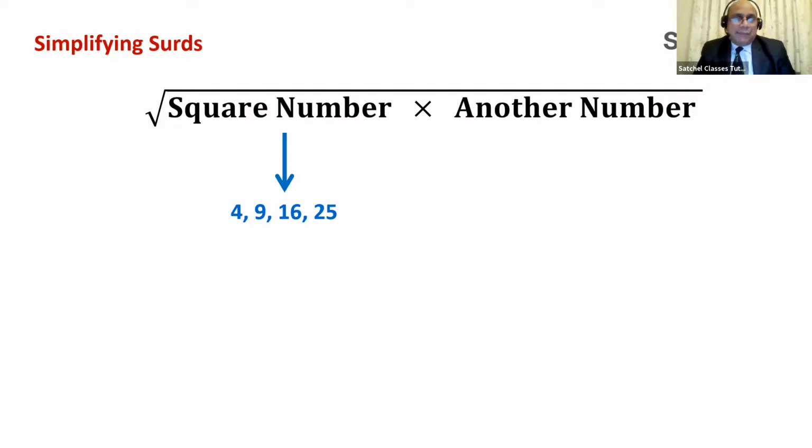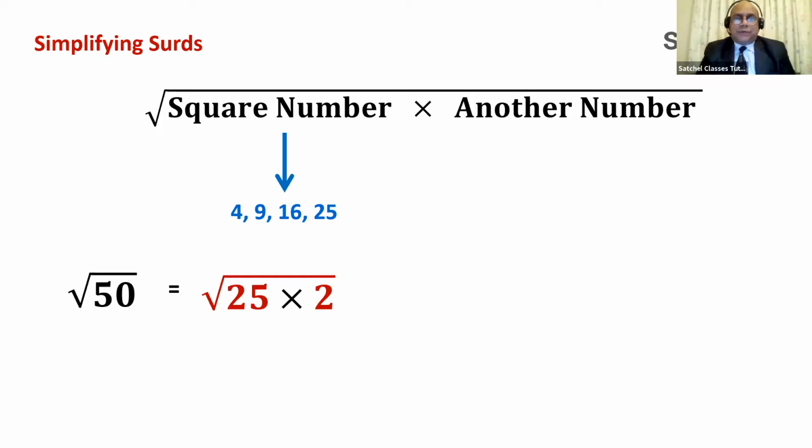Let's take an example. Square root of 50. Can 50 be written as a square number multiplied by another number? Think of all the square numbers: 4, 9, 16, 25. Is 50 a multiple of any of those? Yes, 25. So we can split 50 as 25 times 2. So square root of 50 can be written as square root of 25 multiplied by square root of 2.